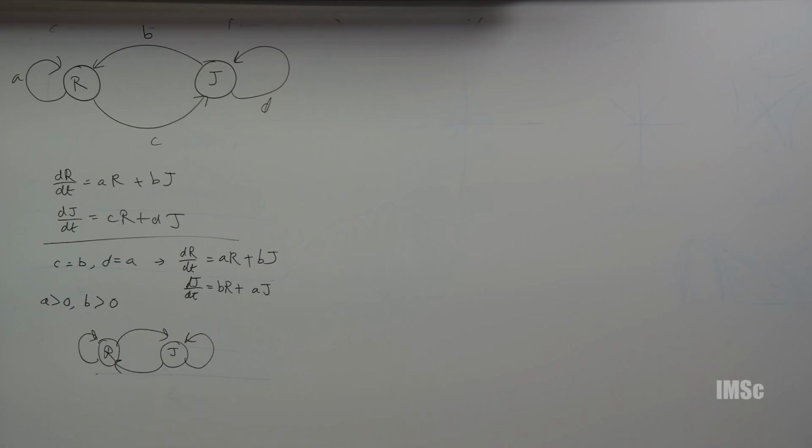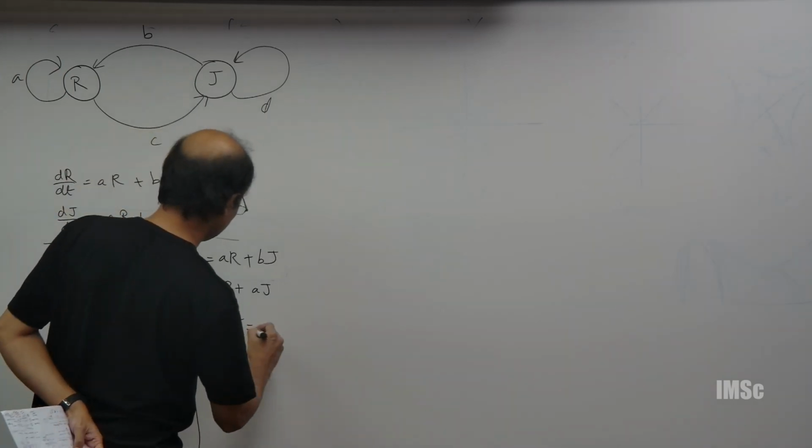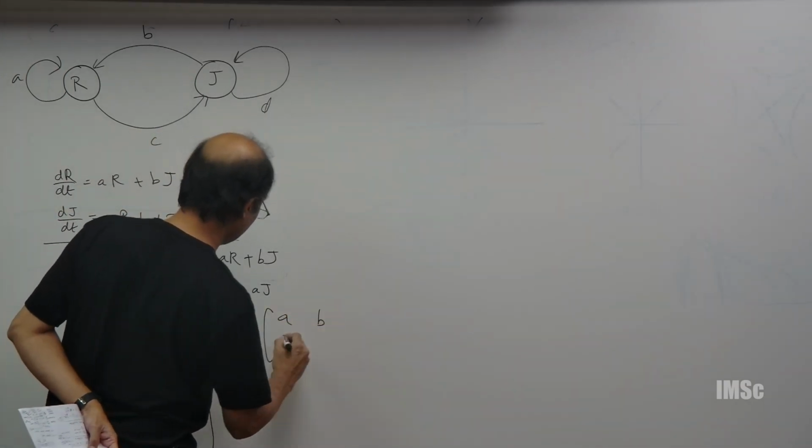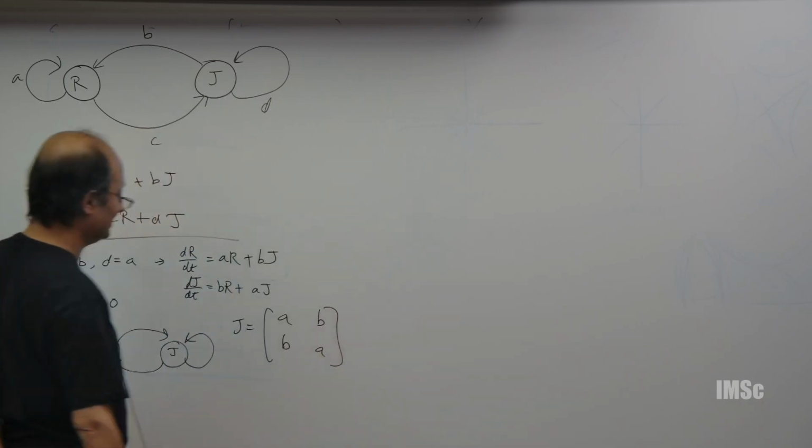So what will happen? So what is the matrix like? A, B, B, A, and all are positive.